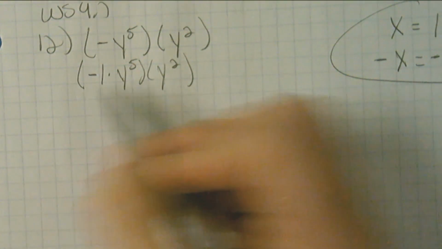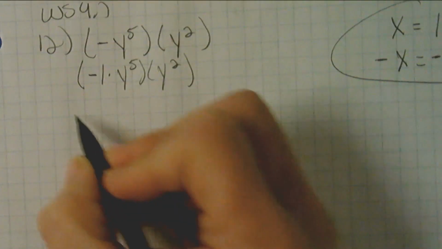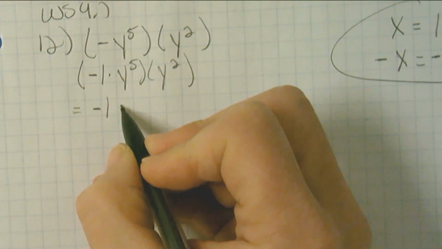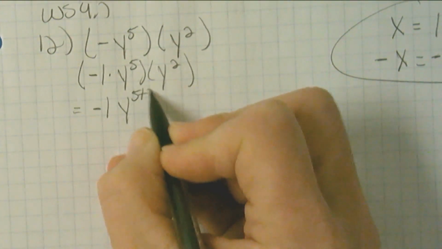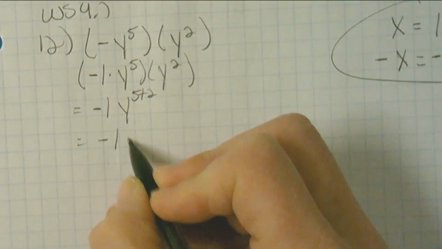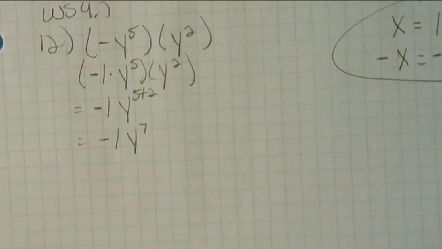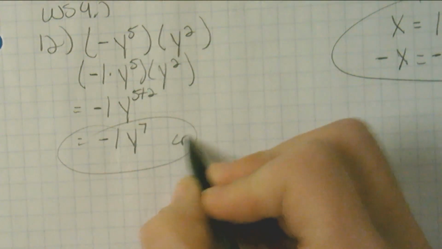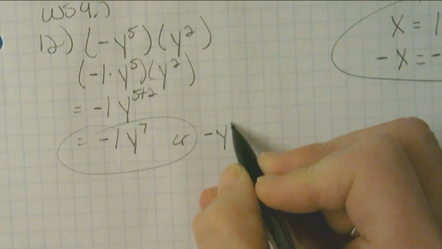All right, now I can multiply stuff. So I have negative 1 times y to the 5 plus 2, which is negative 1 times y to the 7th. It would be simply written as negative y to the 7th.